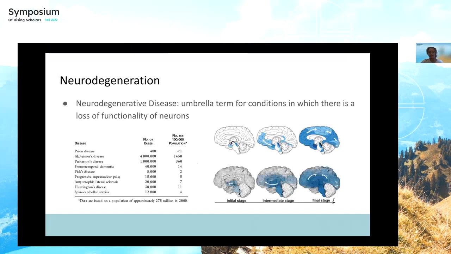Neurodegenerative disease is an umbrella term for conditions in which there's a loss of functionality of neurons. This includes Alzheimer's, Parkinson's, and multiple sclerosis, but also spinal muscular atrophy. According to the Cleveland Clinic, around 10,000 to 25,000 children in the United States suffer from this rare disease. Spinal muscular atrophy is an autosomal recessive disorder and is caused by a mutation in the survival motor neuron gene. The survival motor neuron gene, or SMN1 as I'll refer to it, is responsible for creating a protein that is essential for the survival of motor neurons. And the defect in this gene causes motor neurons to begin to die.